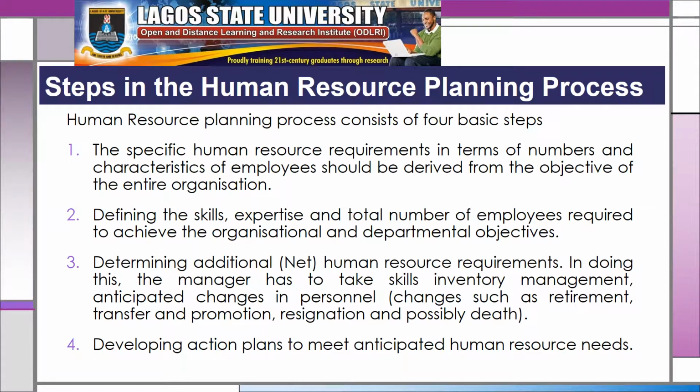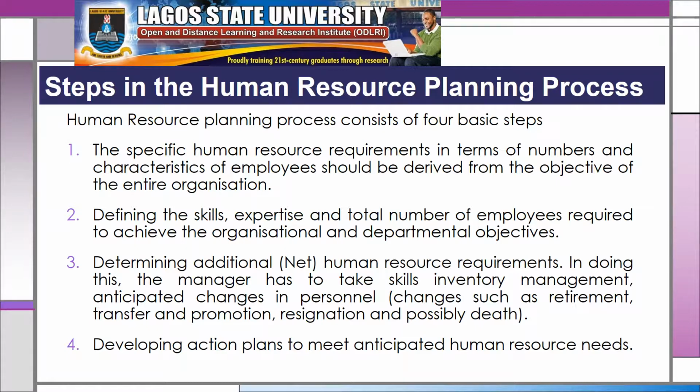So the human resources planning process consists of 4 basic steps. The first one is to specify human resources requirements. What exactly do you need in terms of number and characteristics of the employee? So this needs to be defined. Then you define the skill, the number required, maybe 10, 25, and this is what they must possess. This must be their character. The next thing, you define the skill. When you define the skill, what skill or expertise must they possess, and what is the total number of people that need to possess this kind of skill and expertise, for what department and for what objective. Then you determine the additional human resources requirement.